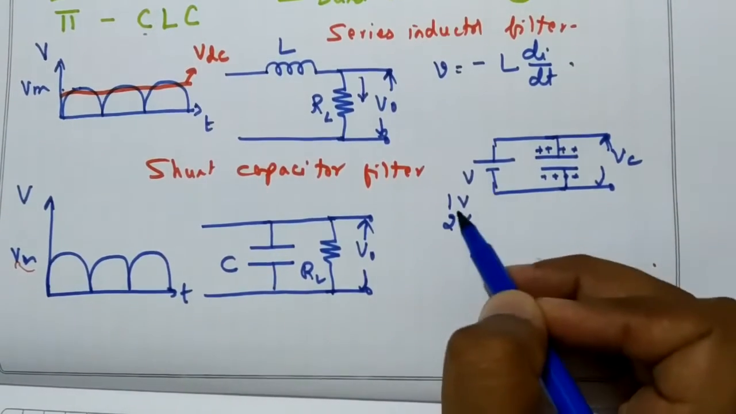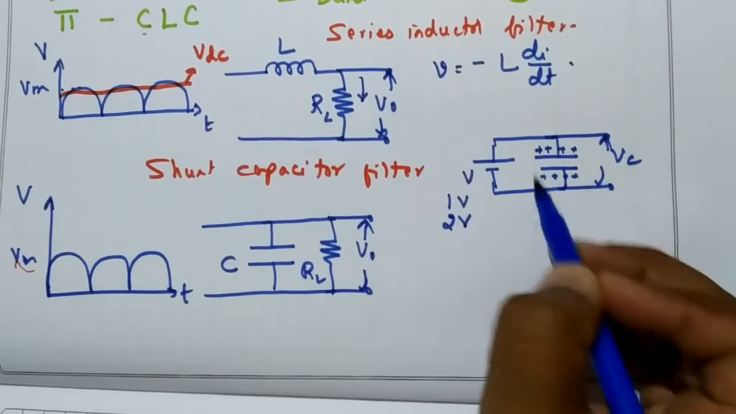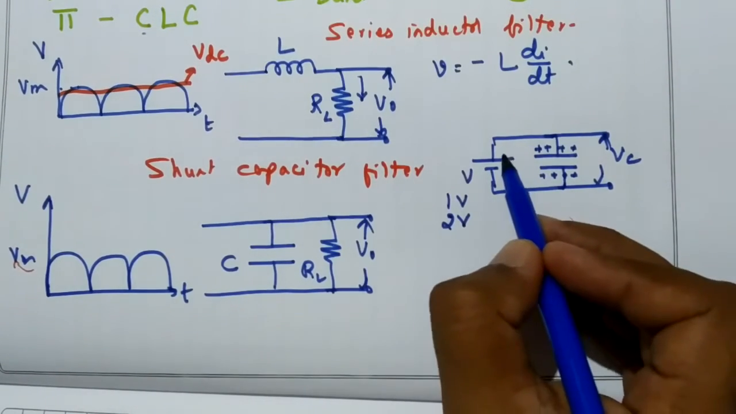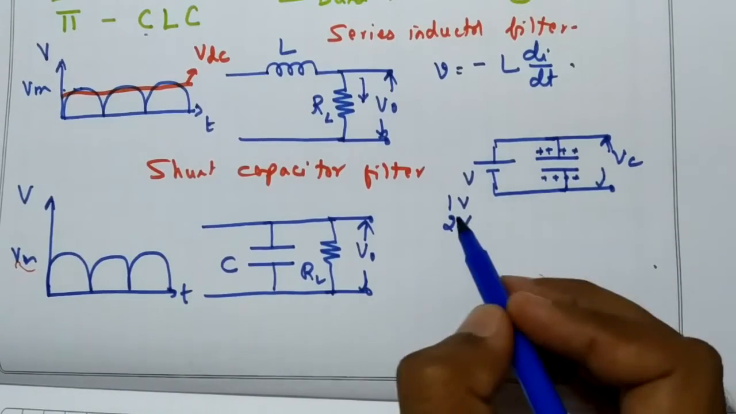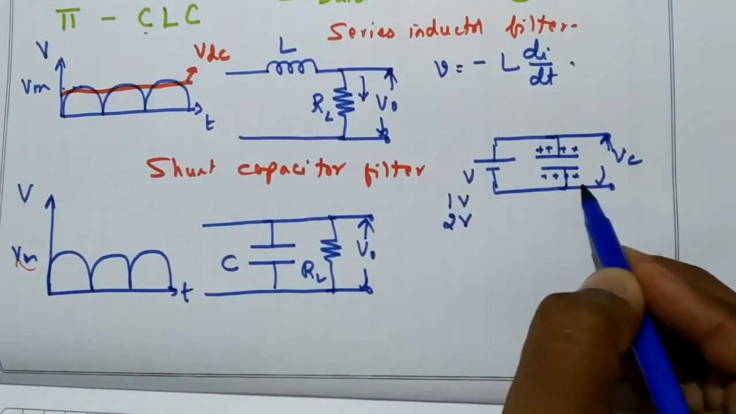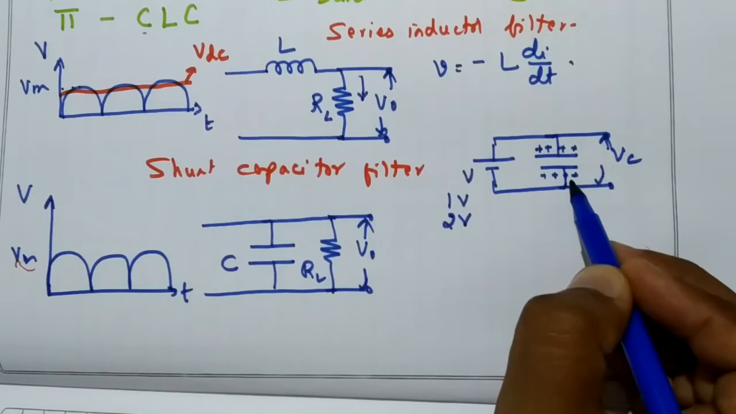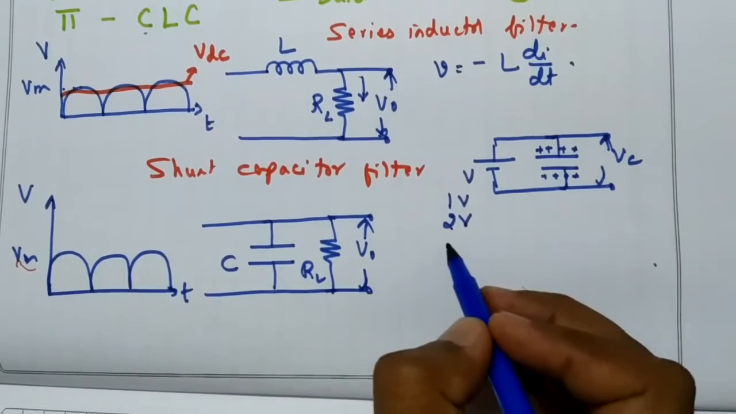Immediately when you apply 2 volt, the voltage across the capacitor becomes 2 volt because there is no resistor in the charging path to oppose the flow of current. So immediately when I apply 2 volt, the capacitor voltage attains 2 volt.